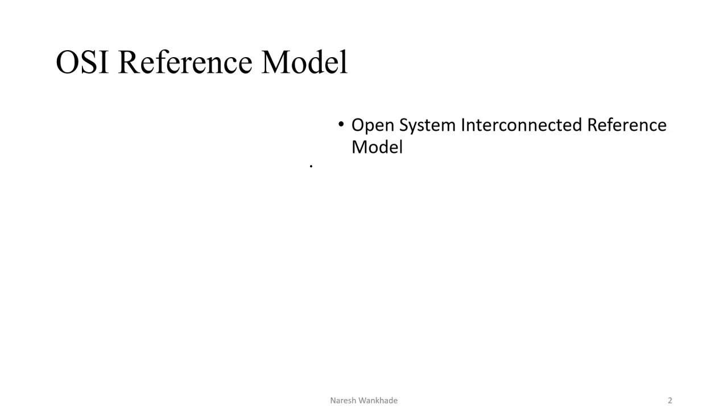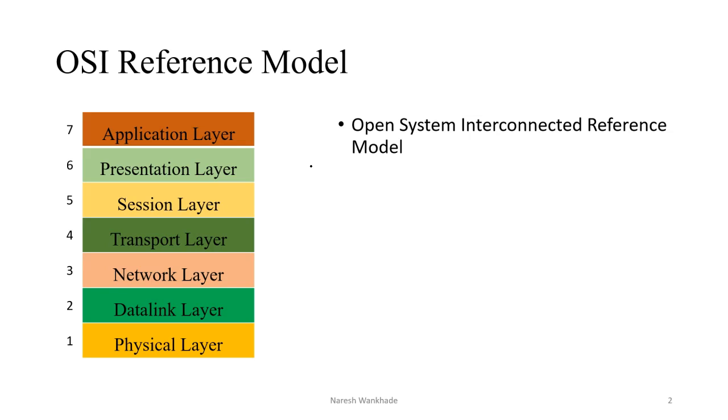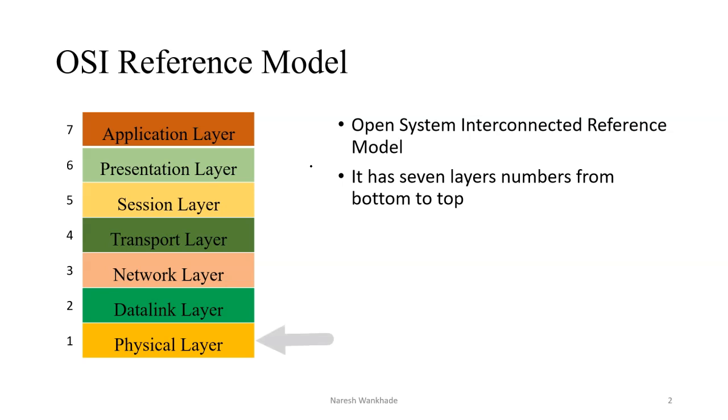So in OSI reference model, OSI stands for Open System Interconnected or Open System Interconnection. It has 7 layers and numbering is there from bottom to top. Means at the bottom there is a physical layer, then data link layer, network layer, transport layer, session layer, presentation layer and the application layer.